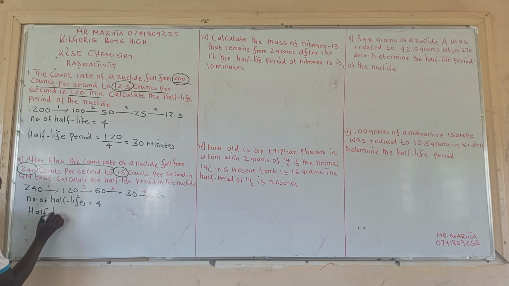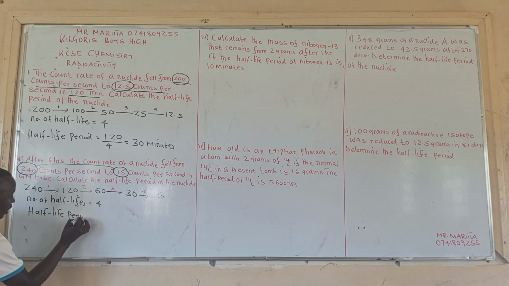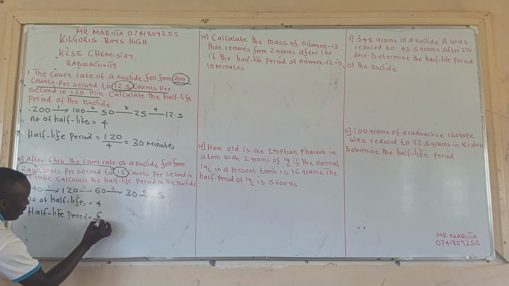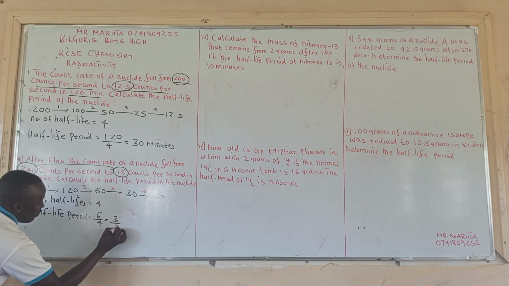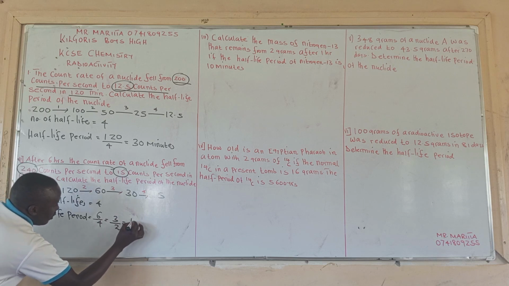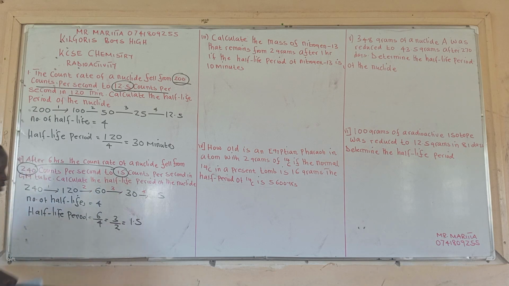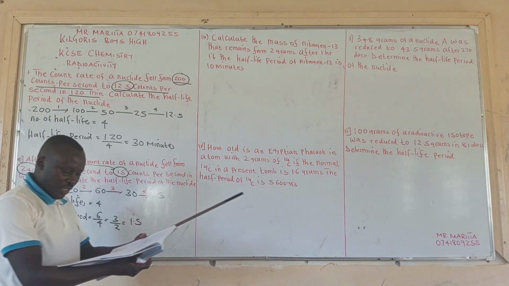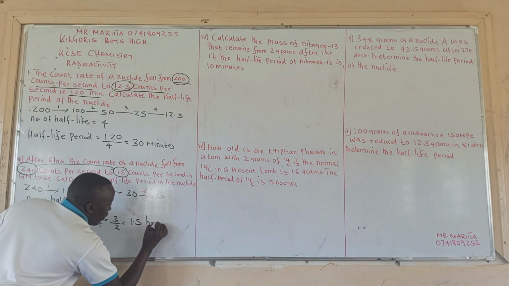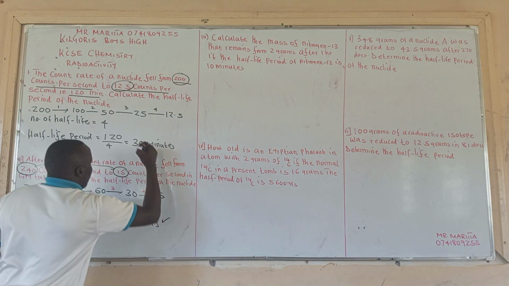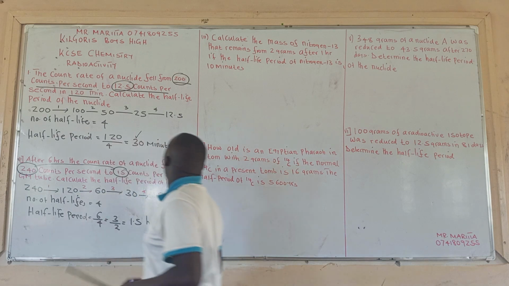So we conclude here that the half-life period is equivalent to 6 divided by 4. This will be 3 over 2, which is 1.5. In this case, 1.5 hours. That is how you can calculate the half-life period.